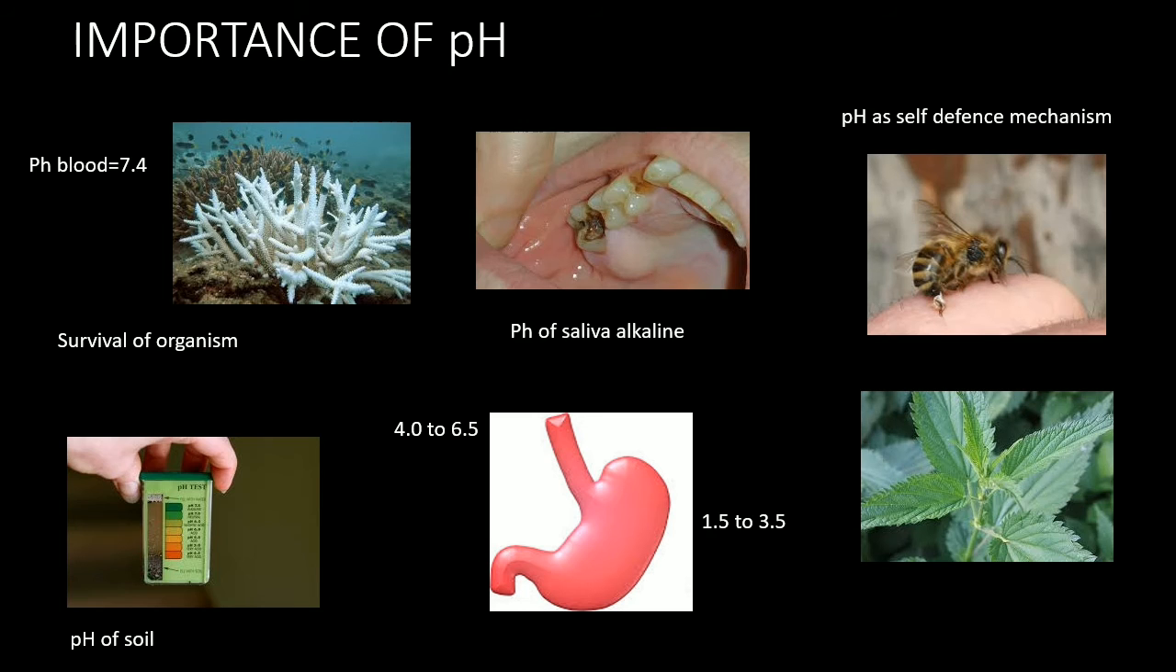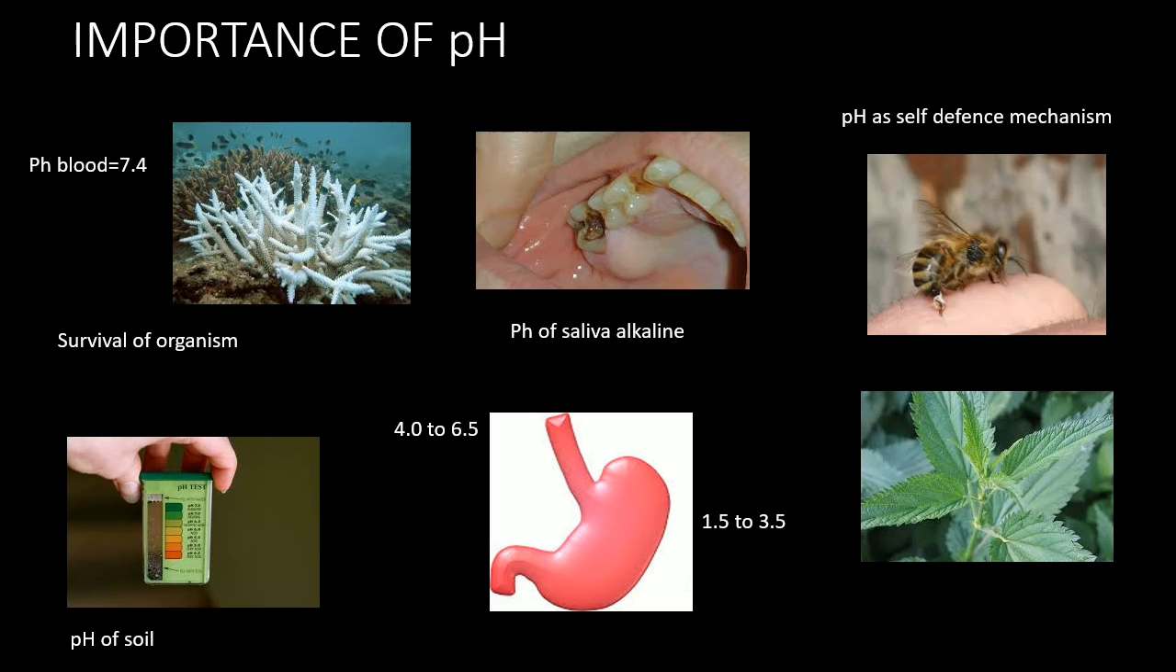But if we look at the digestive system, the pH value ranges from extremely acidic inside the stomach to slightly alkaline in saliva. The pH of saliva is slightly alkaline, between 6.5 and 7.5. And we have already studied that the pH of saliva is essential for the breakdown of carbohydrates.